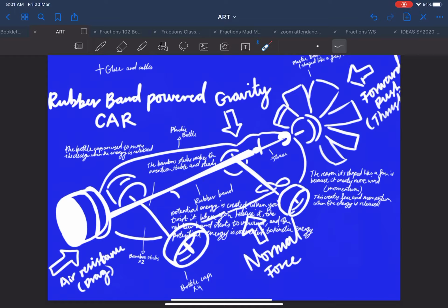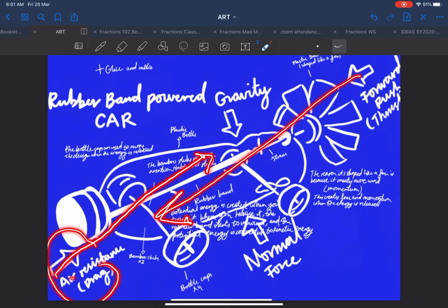Now, if you look over here, the force pushing to the right is air resistance or drag. This is a type of friction which opposes the forward push. So you can see the forward push wants to push the car towards the left, but air resistance wants to push the car the opposite direction.